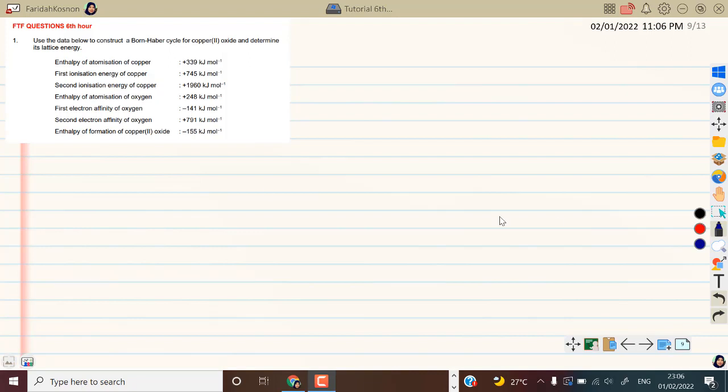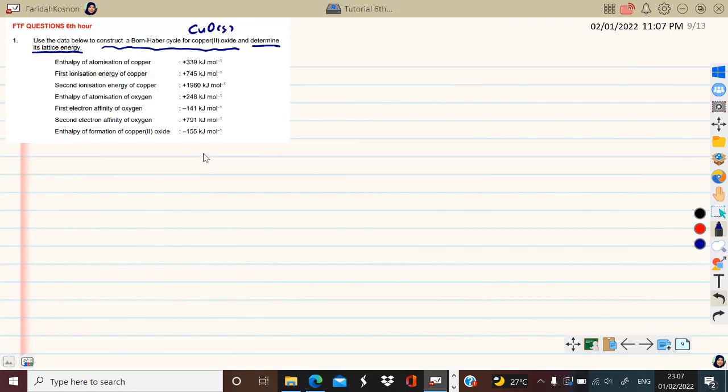The question is: use the data below to construct a Born-Haber cycle for copper(II) oxide and determine its lattice energy. Like the previous non-face-to-face question, here you still have to construct a Born-Haber cycle for copper(II) oxide, where the chemical formula is CuO. After that, you have to determine or calculate the lattice energy.